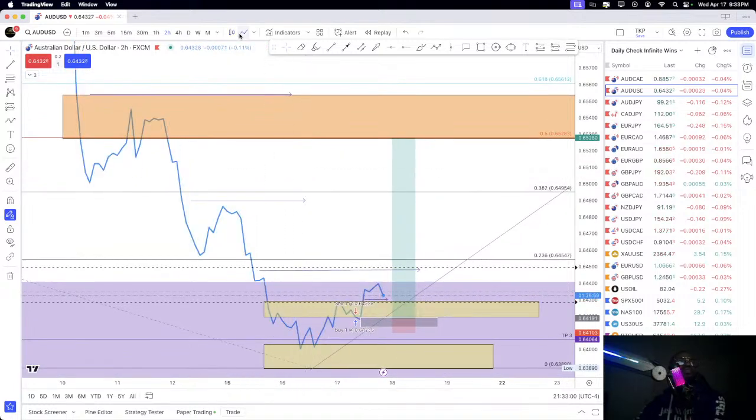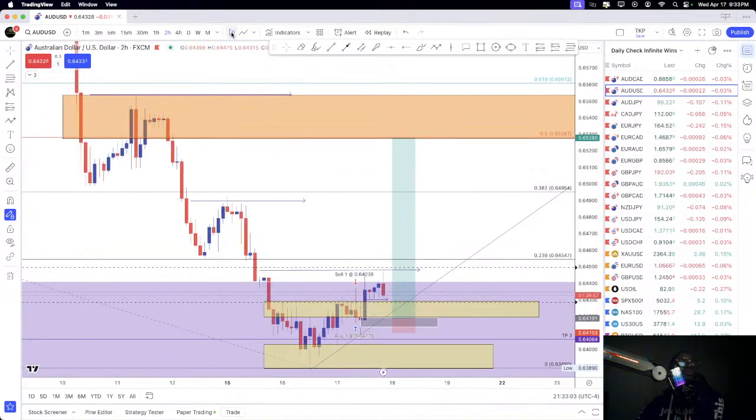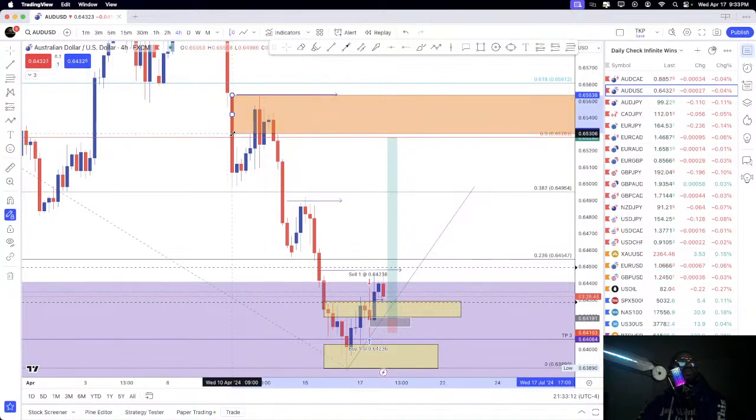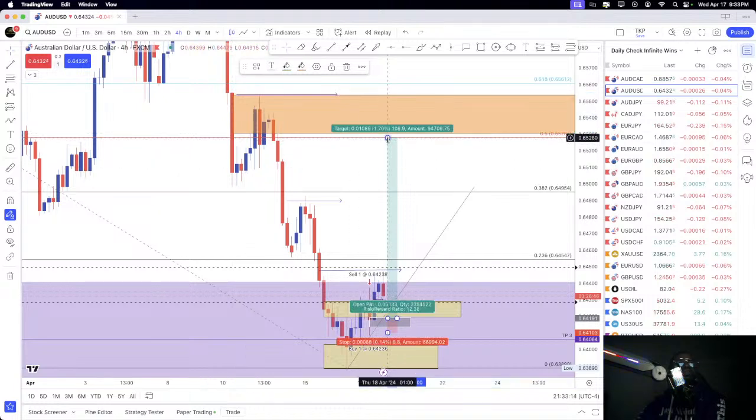Is that a double top on the 2 hour? That's a triple top. You really don't see those too often. Let's see. It's a double top on the 4 hour, and this is the neckline. So let's get that little gap right there.